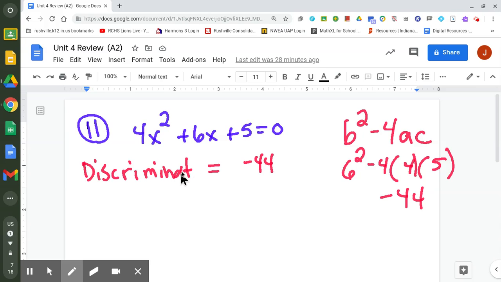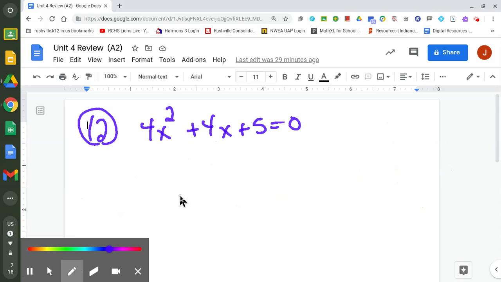I think I spelled discriminant wrong. Number of real solutions would be 0. There are none, because when you have a negative discriminant, you are not going to have any real solutions, because your answer would have an i in it.